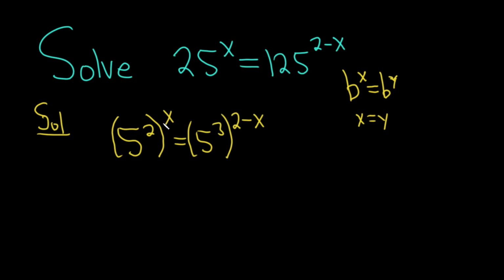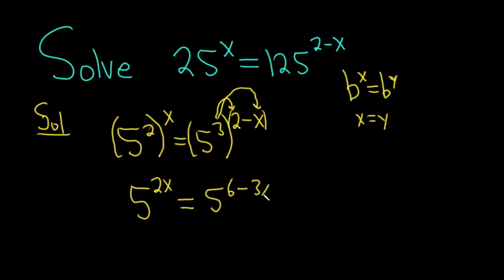Okay, properties of exponents say that we multiply here. So 2 times x is simply 2x. And then over here we have to be really careful. This is in parentheses, and so when we multiply these, we do have to distribute. So it's 3 times 2, which is 6, and then 3 times negative x, which is negative 3x.